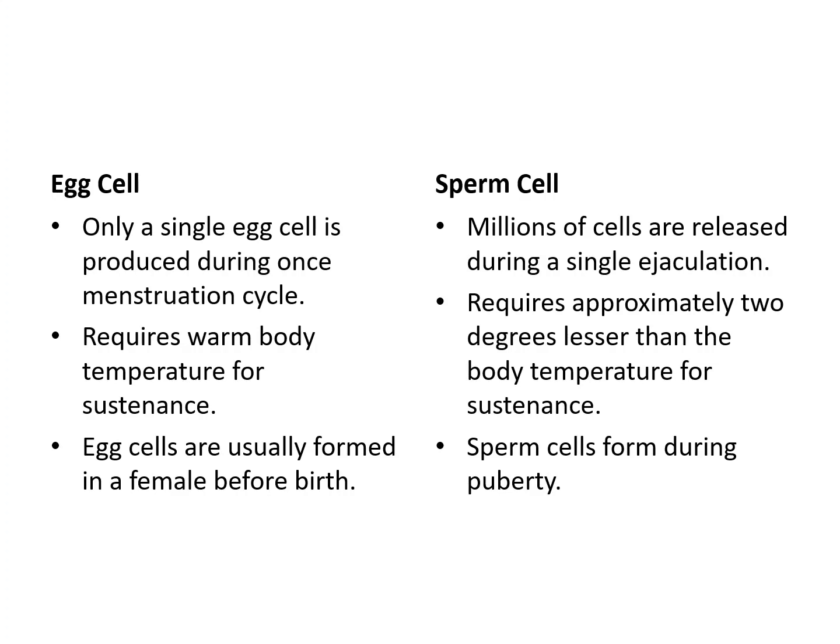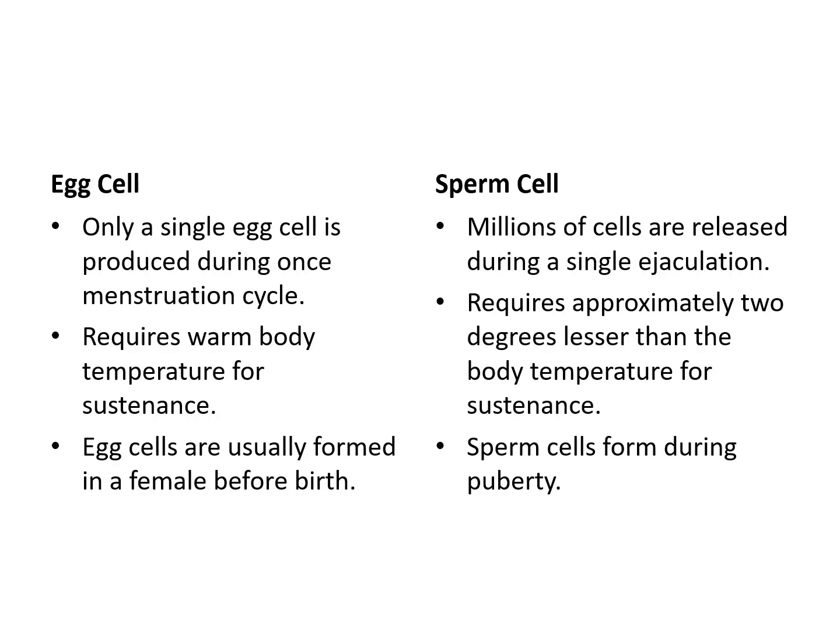Only a single egg cell is produced during one's menstruation cycle. So, dalawa yung ovary natin. Isa sa left, isa sa right. So, kapag during menstruation cycle, isa lang ang possible na ma-produce. Possible galing sa right, possible na may manggaling sa left.